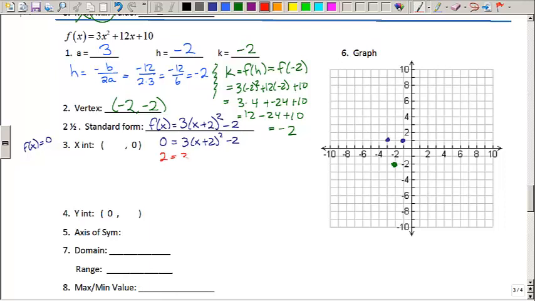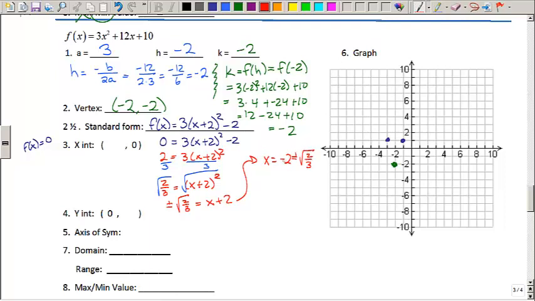Add 2 to both sides. Divide both sides by 3. So I'm getting 2/3 equals x plus 2 quantity squared. Take the square root of both sides. Plus or minus the square root of 2/3 is equal to x plus 2. That leaves me with x is equal to negative 2 plus or minus the square root of 2/3.